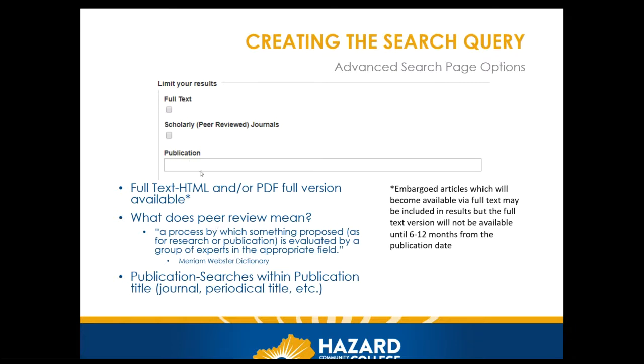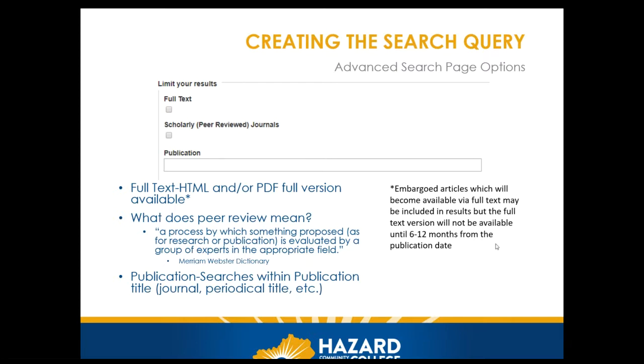In that publication search box, you can enter your different keywords, and it's going to search within the title of the periodicals, the journal titles. As a note, there is a thing called an embargo. Embargoed articles will become available via full text, typically 6 to 12 months after the publication date.